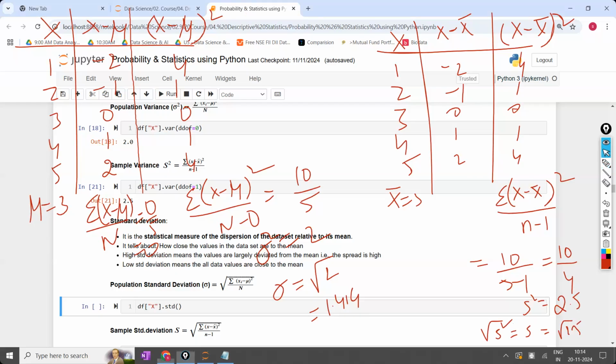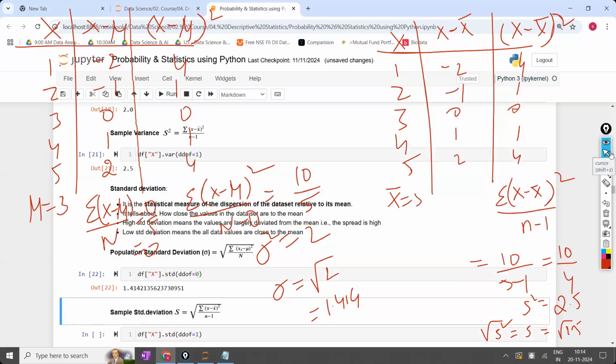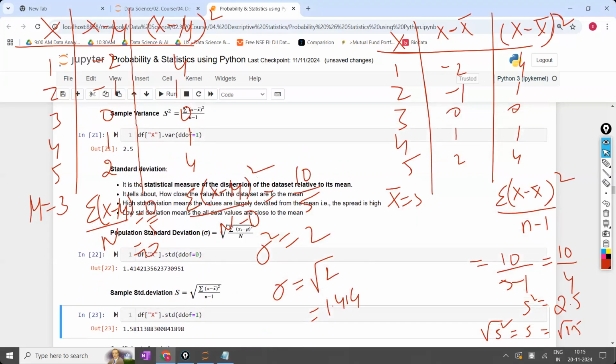Population standard deviation is given with DDOF equal to 0. Then it is the population standard deviation, and you are going to get the square root of 2. Now if you take the sample standard deviation, what is the formula for sample standard deviation? It is n minus 1. For n minus 1, you have to apply DDOF equal to 1, and you will get 1.58.